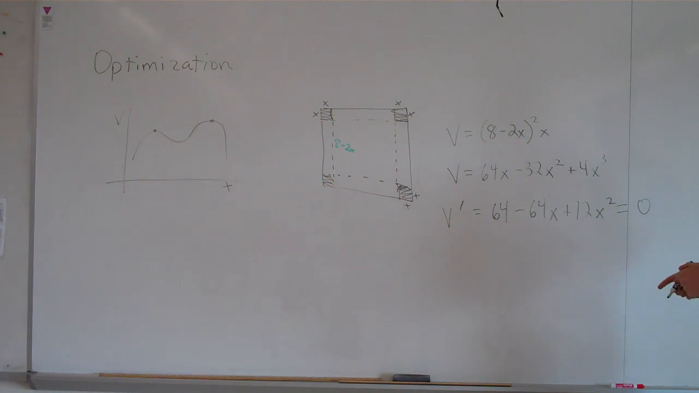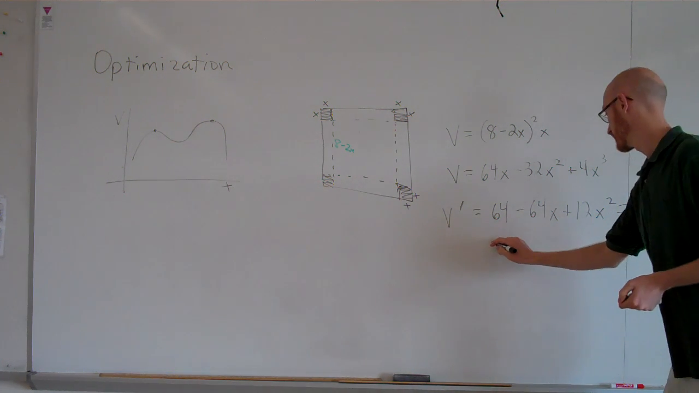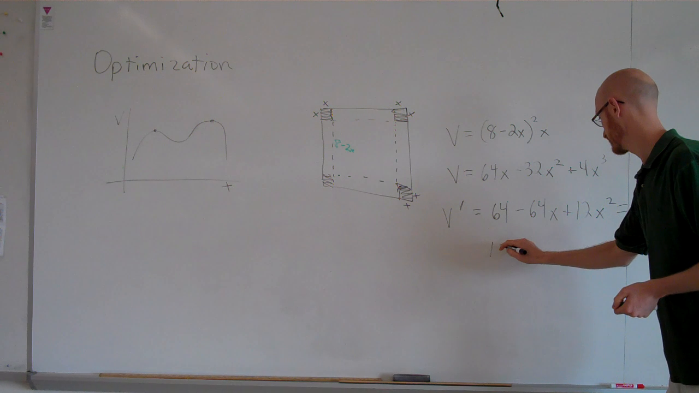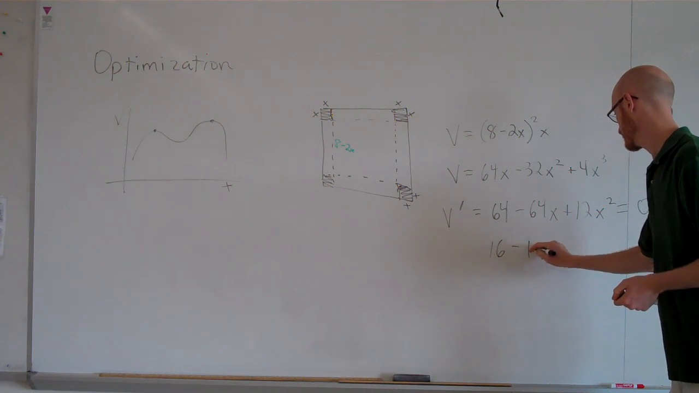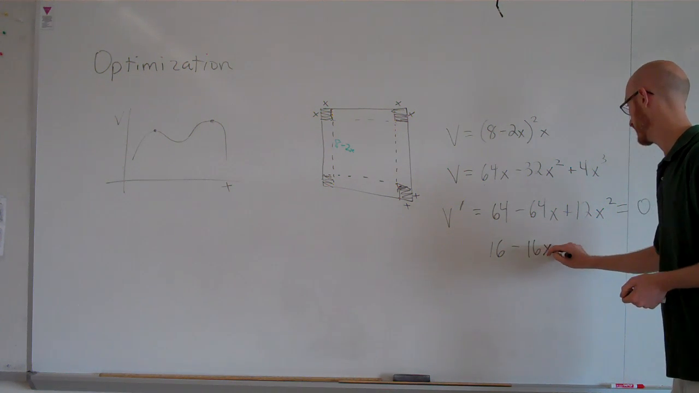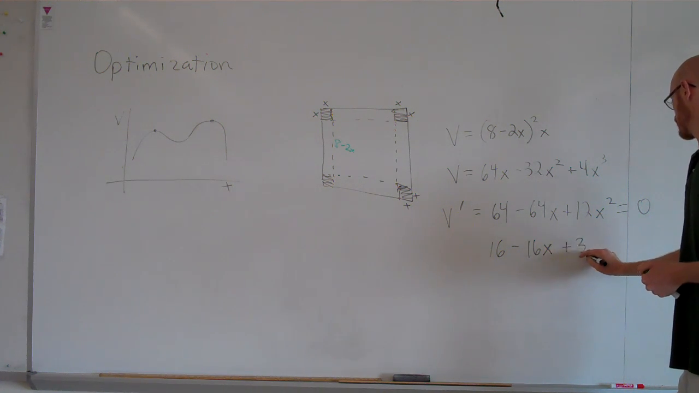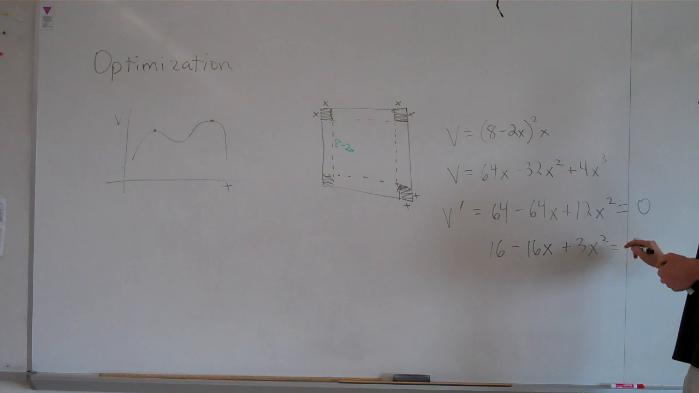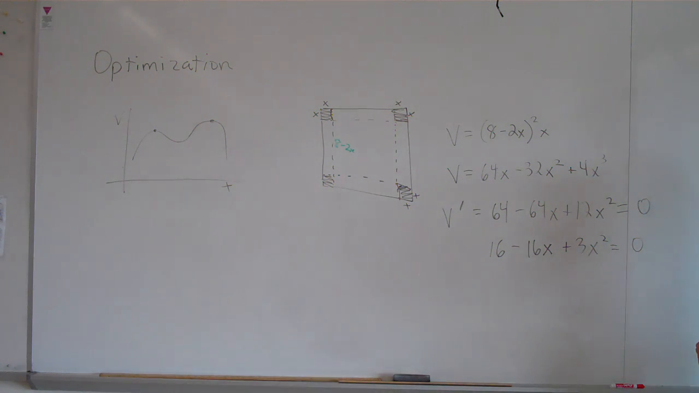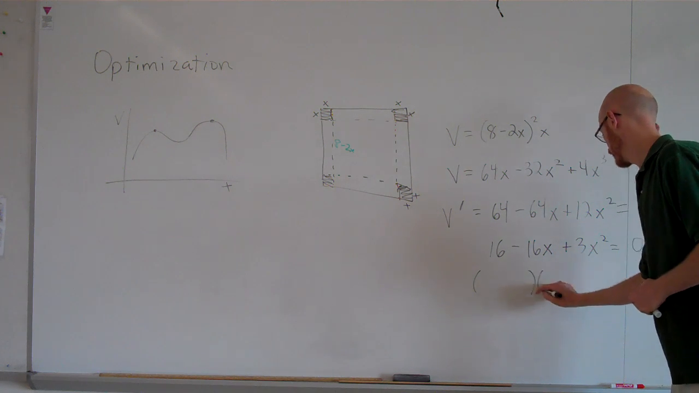And I'm seeing I can divide everything by 4. So 16 minus 16x plus 3x squared, and then you can factor.